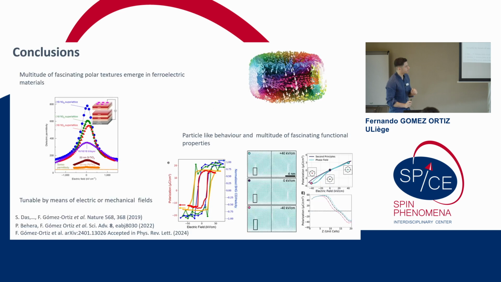Just a conclusion, and I think that I am on time. I have shown the many different polar textures that can be encountered in ferroelectric materials, as opposed to the ones that we have in ferromagnets. I have seen also that this has particle-like behavior and that we can tune it by means of external electric fields or temperature. And also we have seen that some of their functional properties can be tuned by thermodynamic fields like temperature or electric fields. So these are the three words that I have mainly discussed today, but well, I think that I am done and I can take questions.